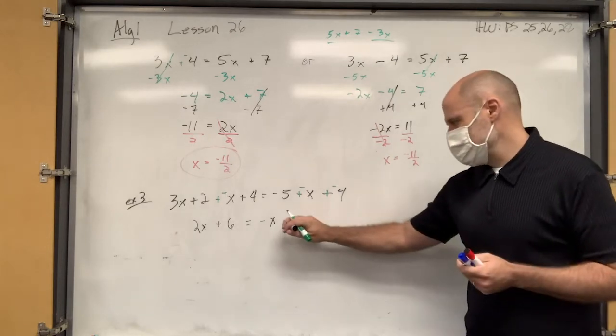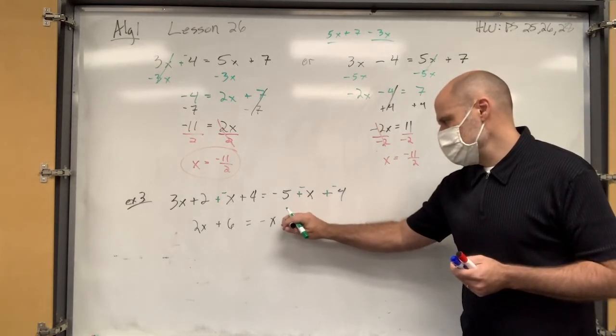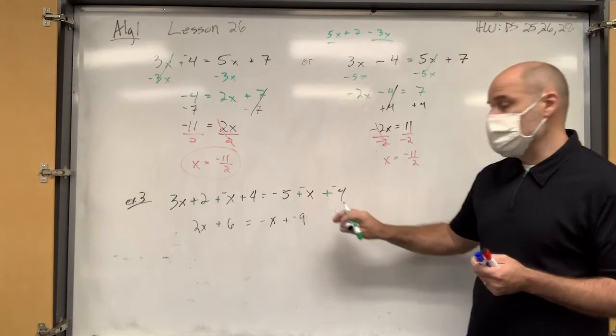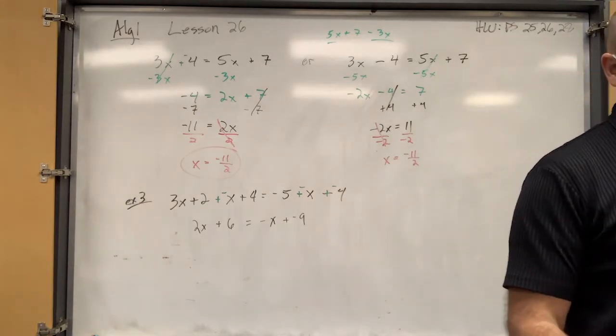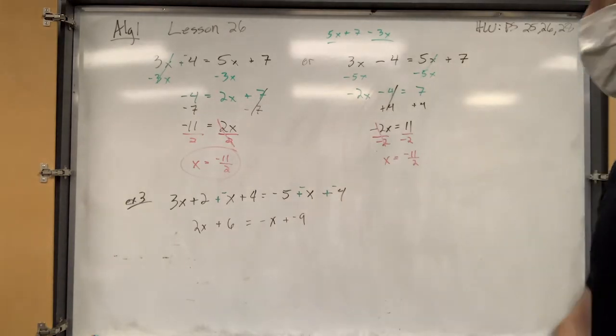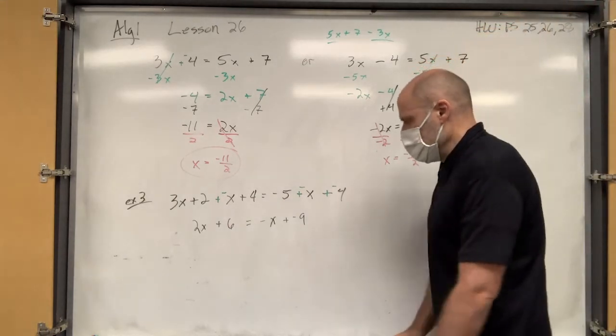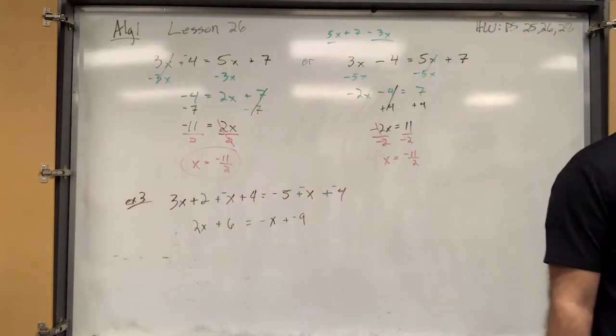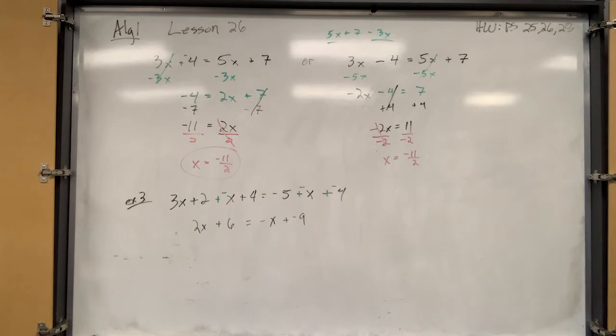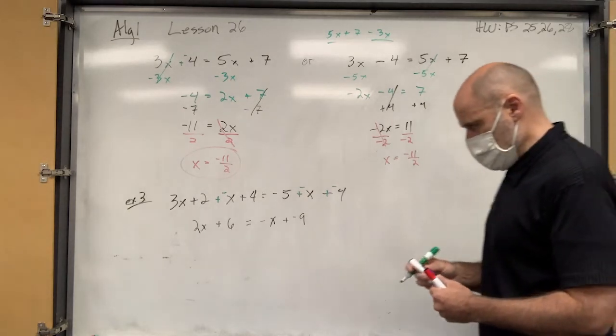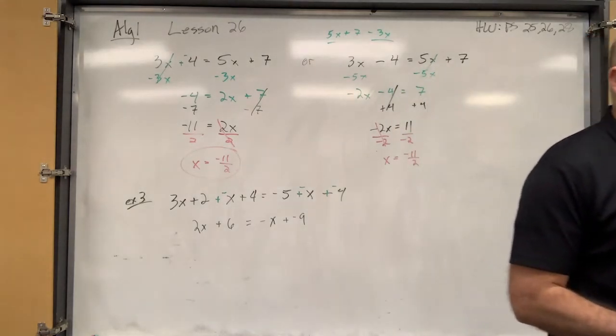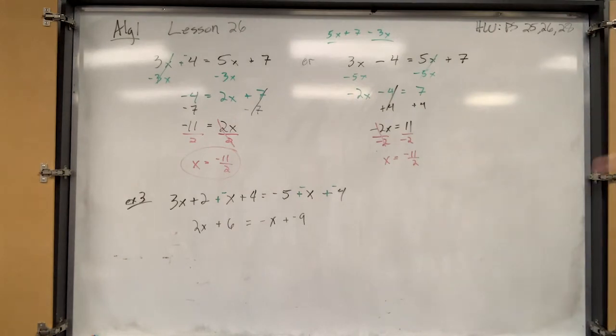Negative 9. So I'm going to say plus negative 9, because a negative plus a negative stays negative, but a negative times a negative turns positive. But a negative 5 and a negative 4 on the battlefield will combine forces. All right. So now we've got the same kind of equation we have above it.